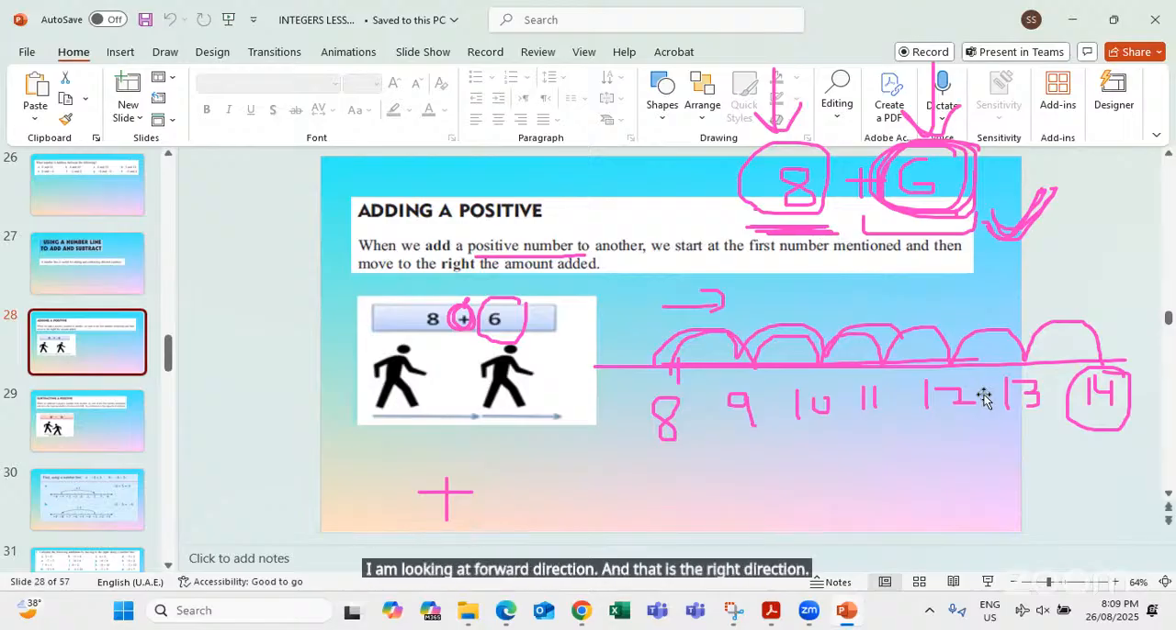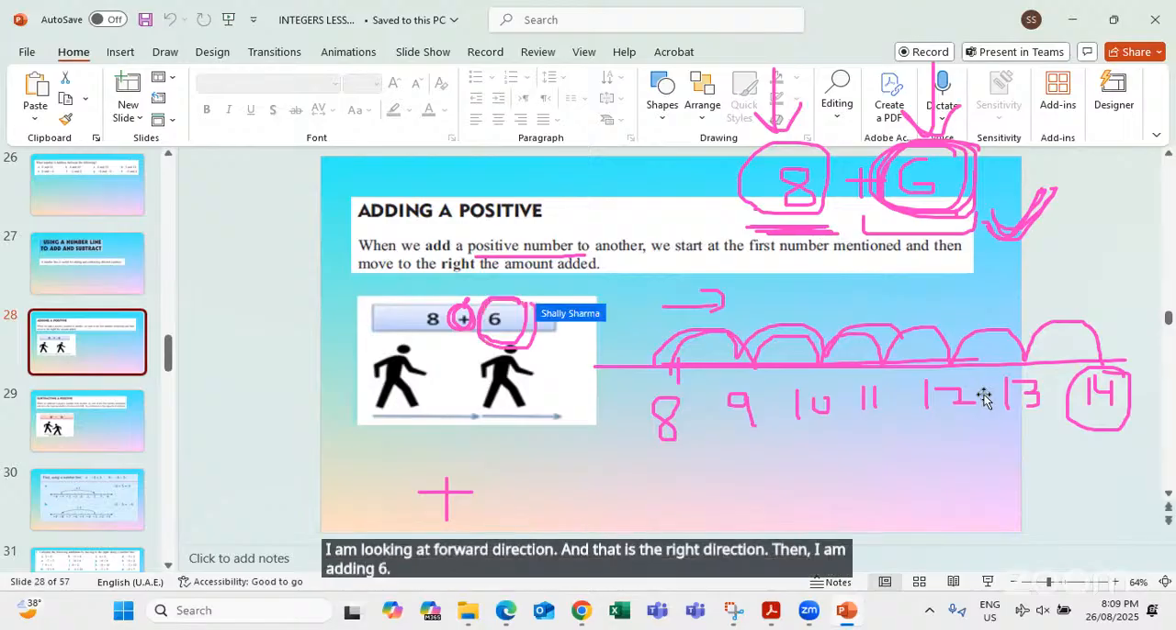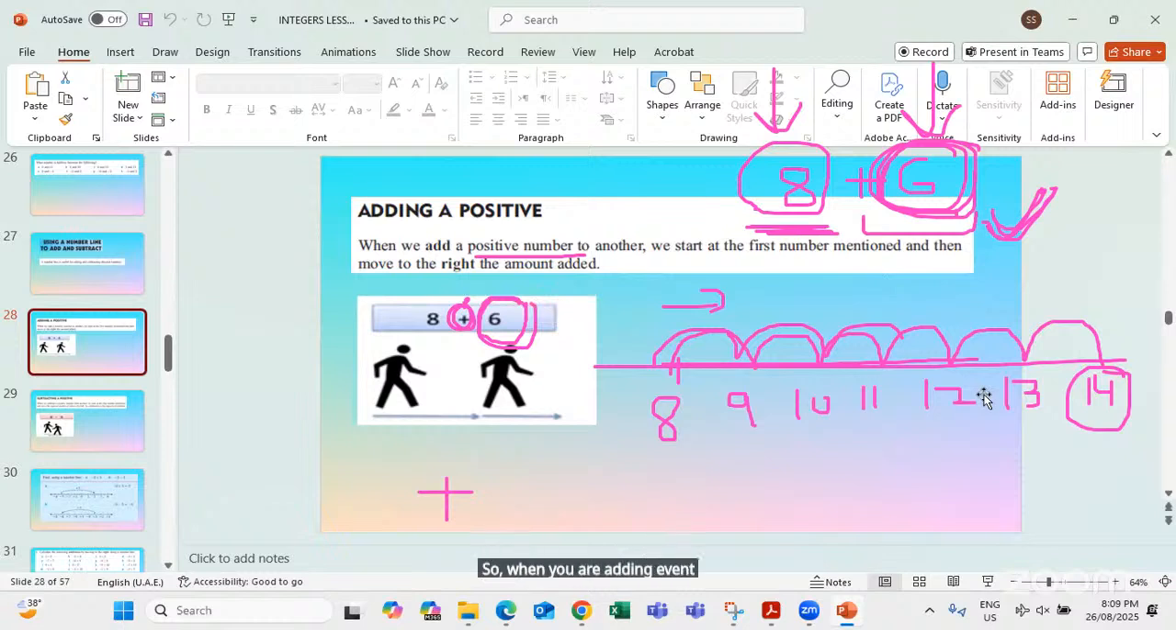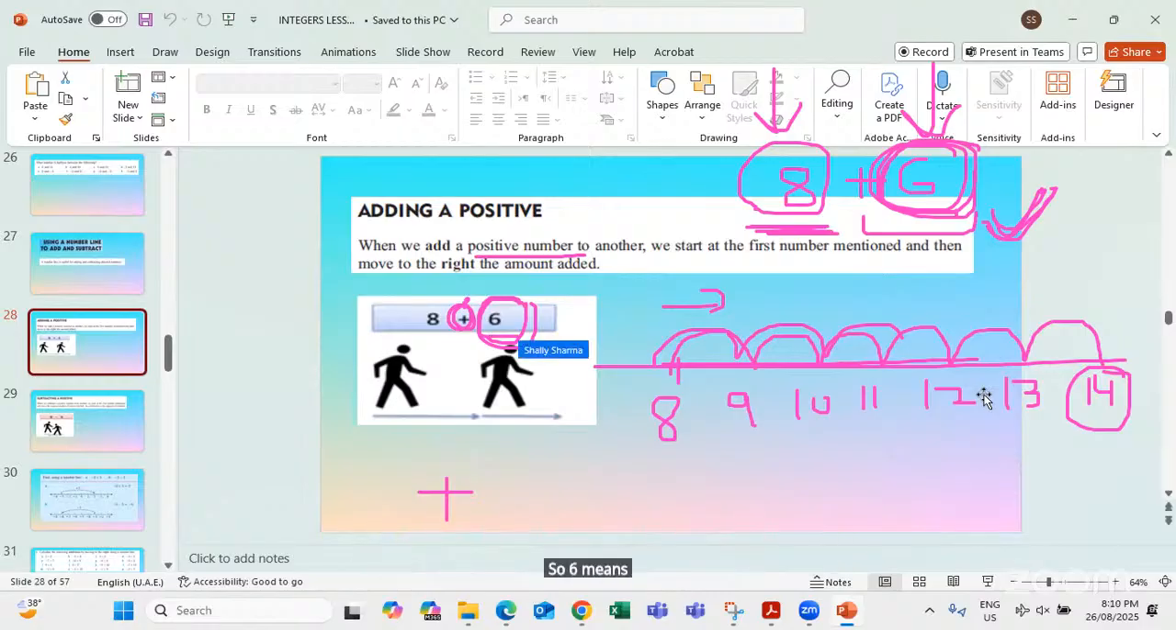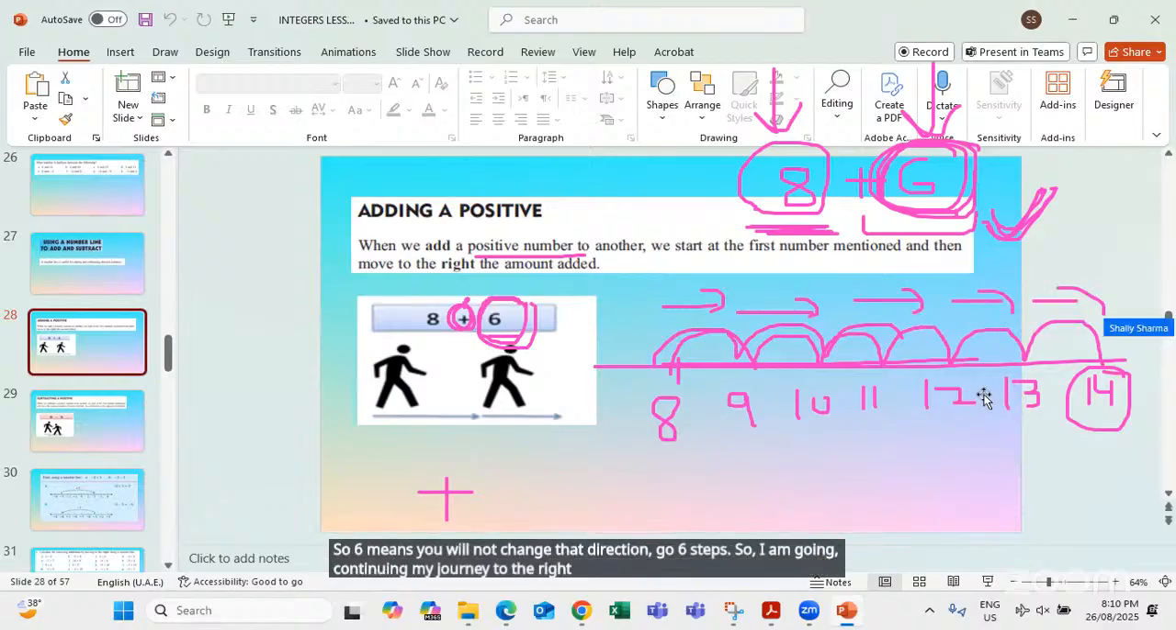Then I am adding 6. So when you are adding even a positive, you are adding in the positive direction itself. You will not change the direction. So 6 means you will not change the direction, go 6 steps. So I am continuing my journey to the right side, and I will reach 14.